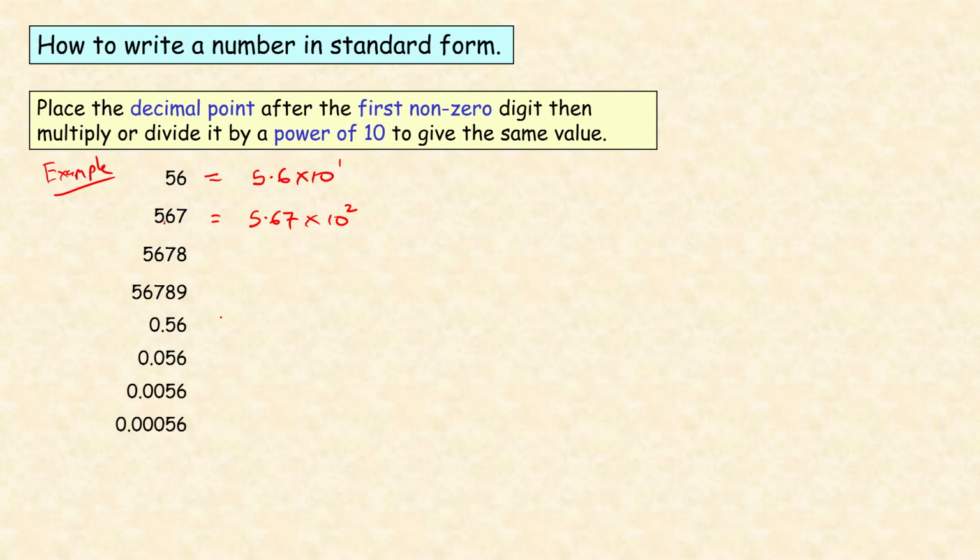Okay. And I'm going to give you one example with the smaller numbers. If you look here, it's 0.56. So we make it 5.6, but we count backwards. So it'll be 5.6 times 10 to the power of minus 1. What I want you to do is copy the examples and finish that off in your books. So hit pause, complete the exercise. When you're ready, hit play again, and we'll go through them.